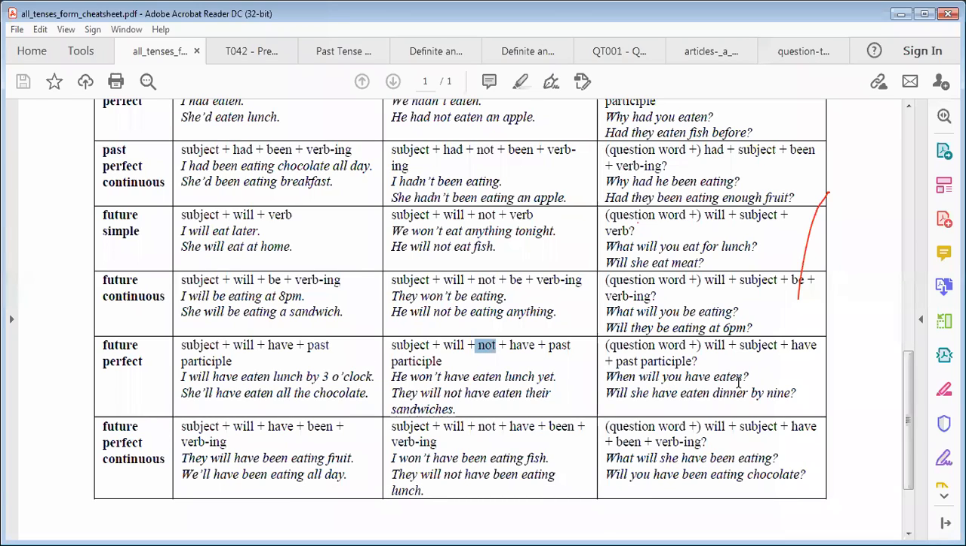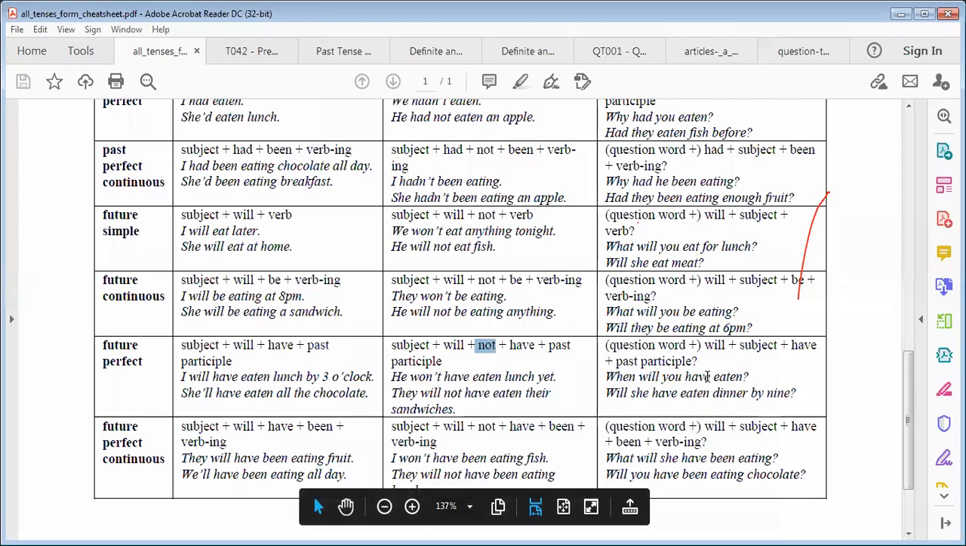When will you have eaten? Will she have eaten dinner by 9? See, in the question, we are not adding anything new. If you look here in the simple statement and the question, all the aspects are there.